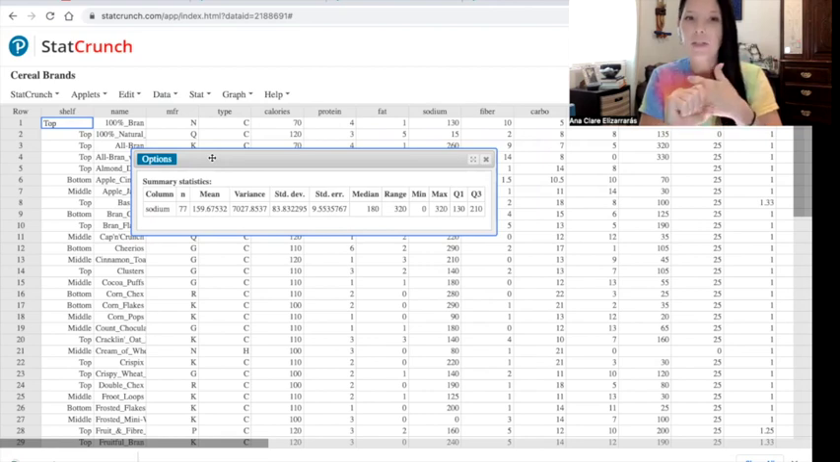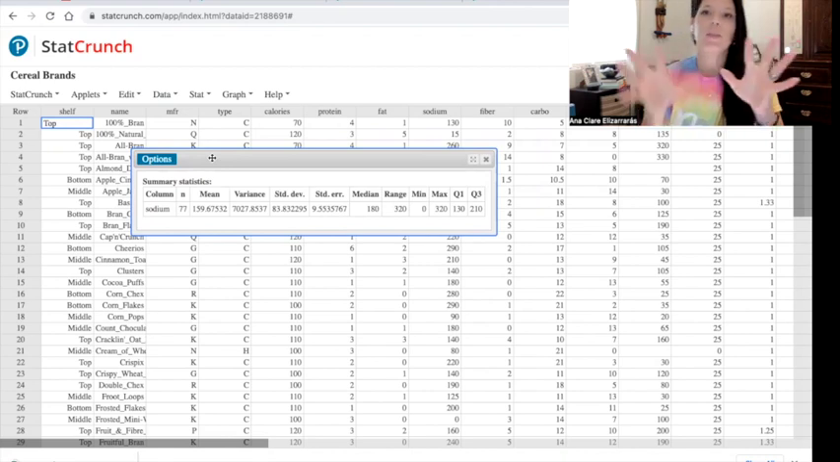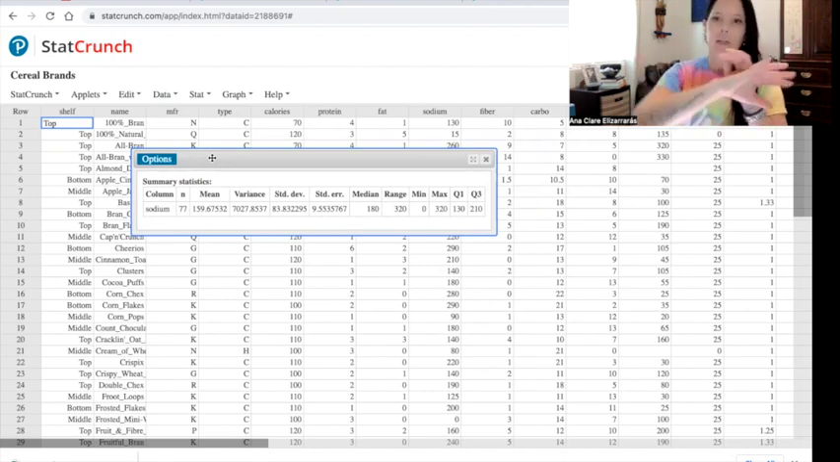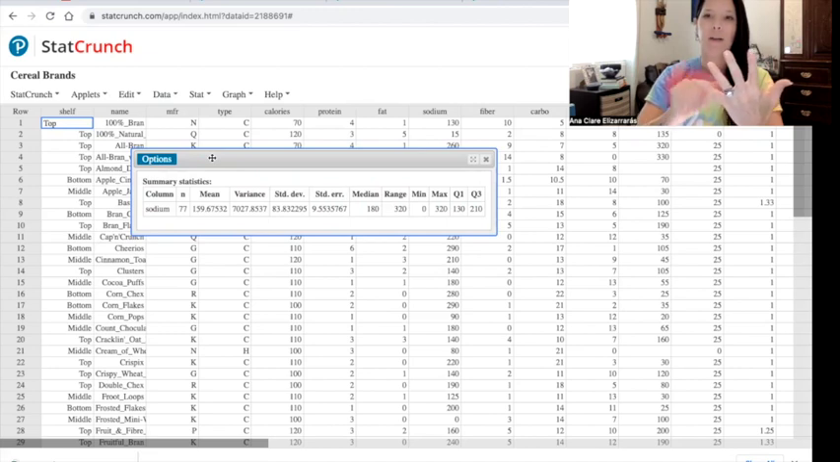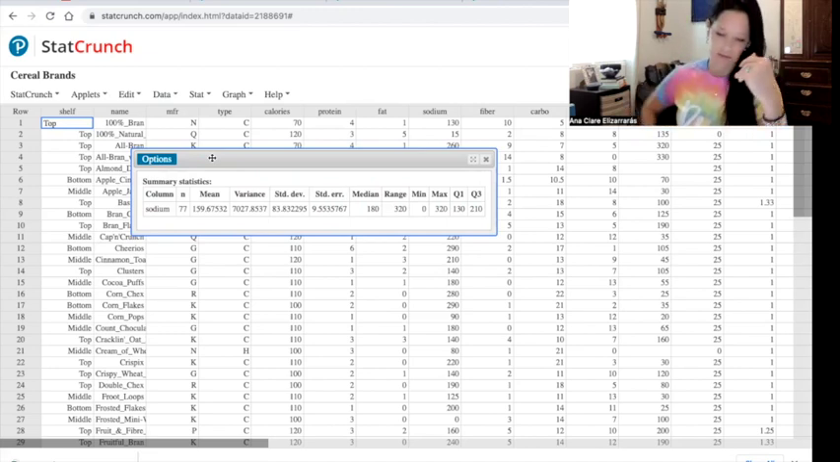We're told the average. We're told the variance, that's how spread out the data is. We're told the standard deviation, which you're going to learn about in the next module, and standard error, same thing. The median, which is the middle value. The range, the minimum, the maximum, Q1 and Q3. The order is not given in the typical 5-number summary order, but it's all here. We need the minimum, the first quartile, the median, the third quartile, and the maximum. Those numbers make up our 5-number summary.